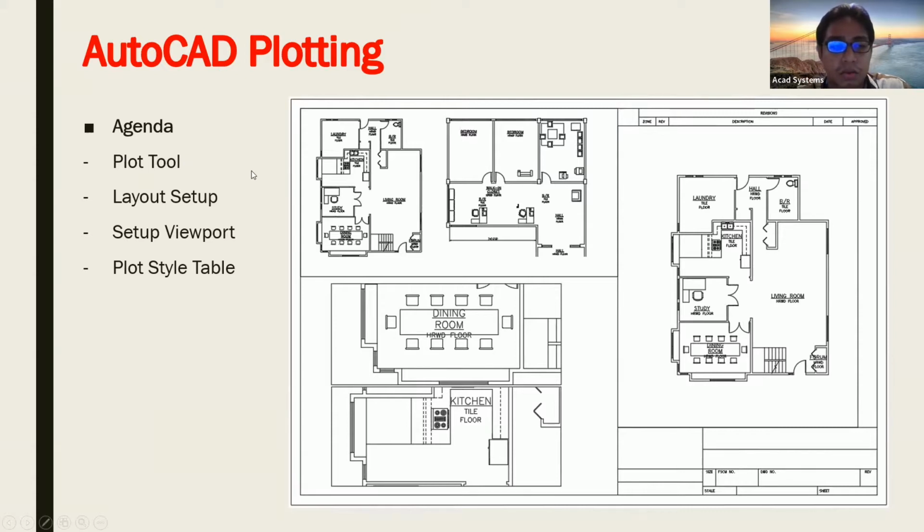The next thing is we're going to take a look at the layout setups. Layout is basically the main interface for you to plot. Then we want to take a look at the viewport setups, where we can set up the views that you would like to print out. And lastly, we take a look at the plot style tables, which will set up the color types of your printing settings. All right, so let me share my AutoCAD.